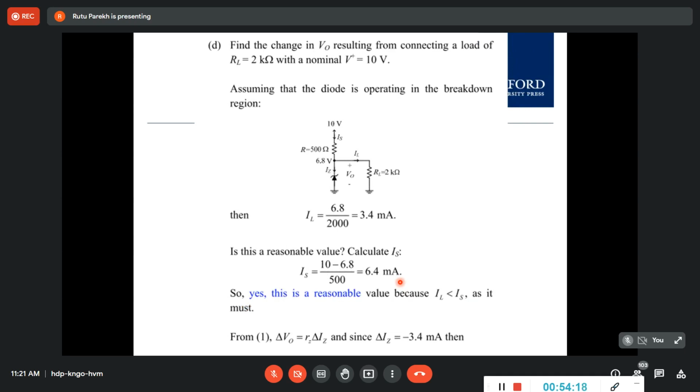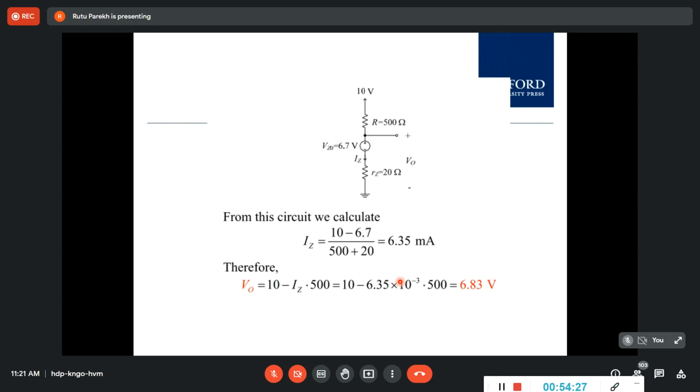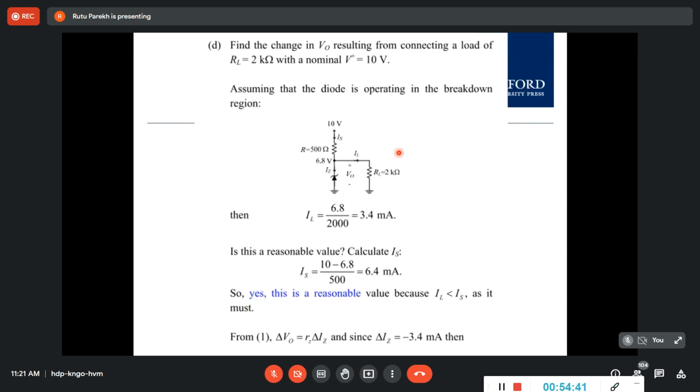So now there is a load. Find the change in V0 resulting from connecting a load of RL. Here there was no load, and with 10 volt you found out V0 without any load. Now it is saying that I have a 2K load, then what will be the V0? That's what we have to find out with the load now. And that load may vary also, 2K, 3K, whatever. So with whatever is given, this will be your circuit. The load is across the Zener always.